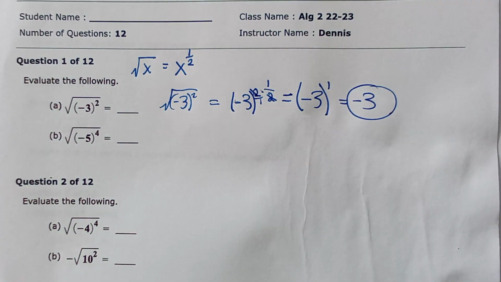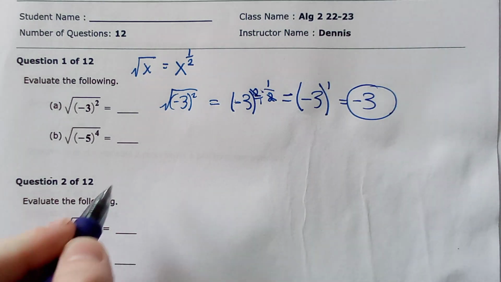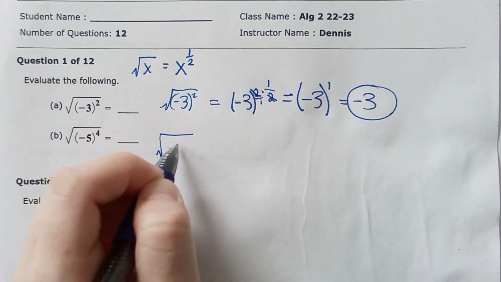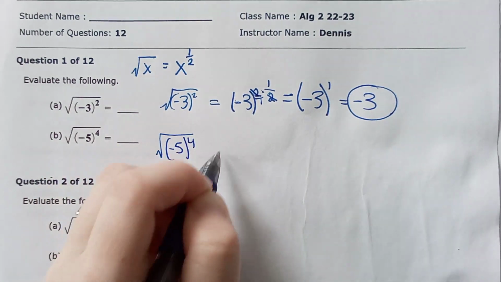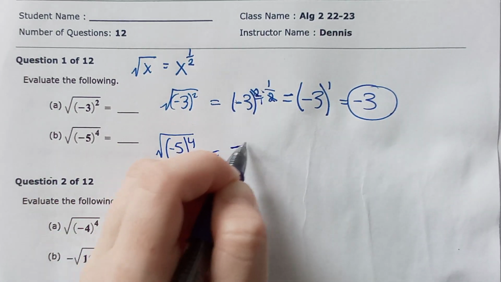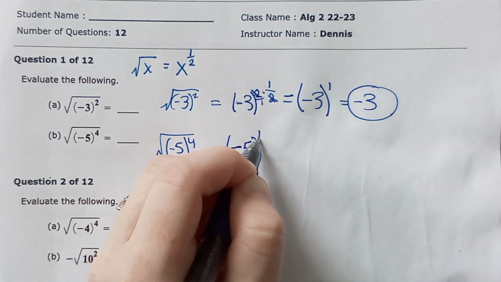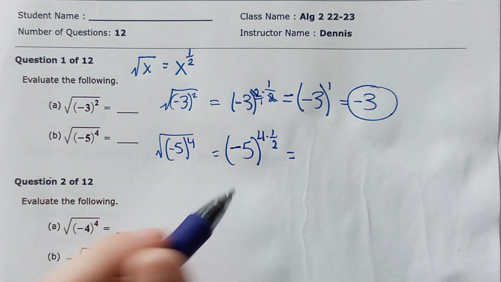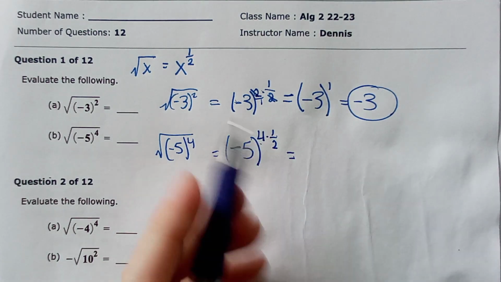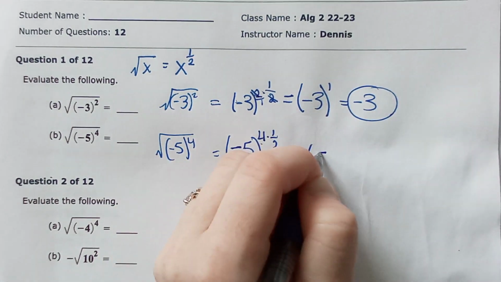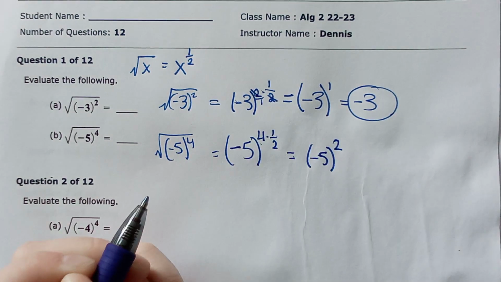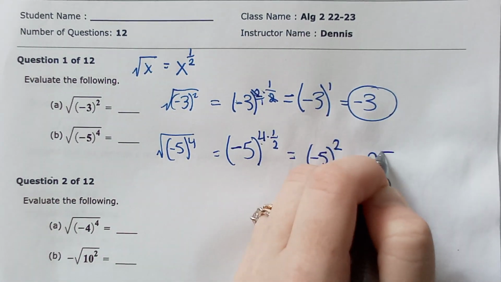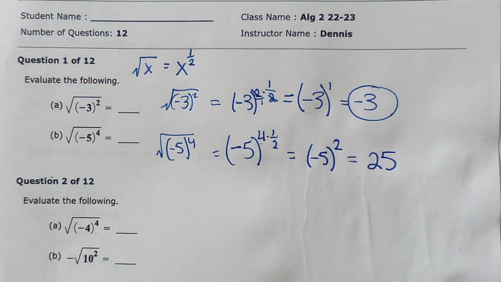Alright, now the next one, all of these have 2 parts to them. So if I have the square root of -5 to the 4th, then I say, oh, well, that's just the same thing as -5 to the 4th times 1/2. So you're just multiplying the exponent by 1/2 every time. So it's -5 squared now. 4 times 1/2 is 2. And that would be 25.